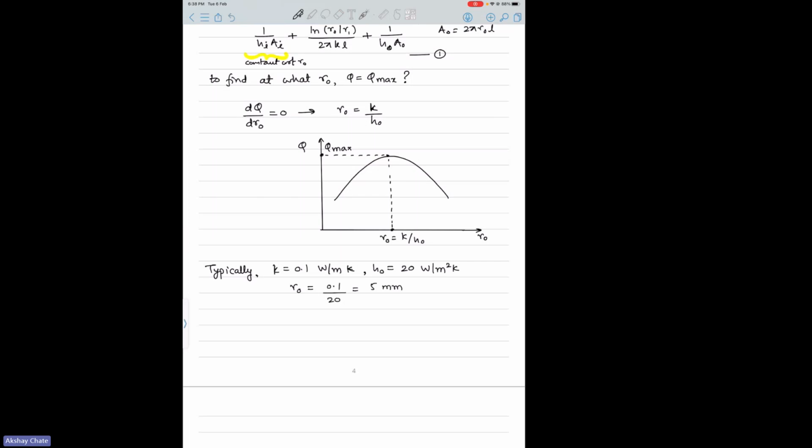So for spherical problems, you know, yeah, 1 second.